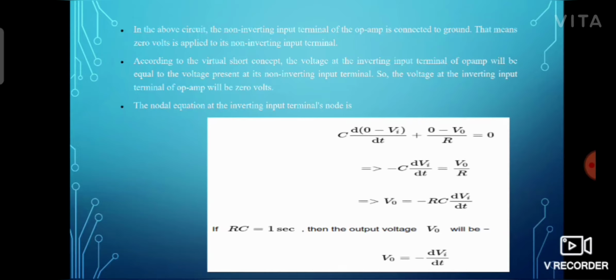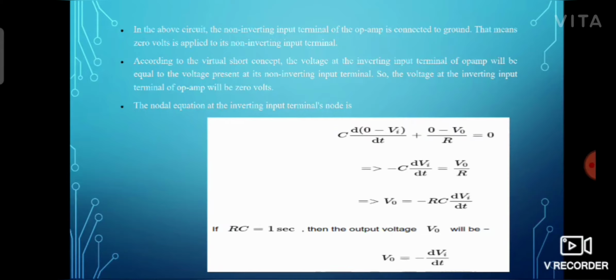In the above circuit, the non-inverting input terminal of the op-amp is connected to the ground. That means 0 volt is applied to its non-inverting input terminal. According to the virtual short concept, the voltage at the inverting terminal of the op-amp will be equal to the voltage present at its non-inverting input terminal. So the voltage at the inverting input terminal of the op-amp will be 0 volts.